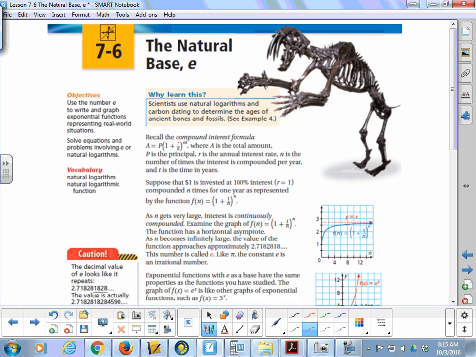So far we've dealt with base 10 and other bases. The last thing is called the natural base, and it's e. And e is kind of like pi. It's called an irrational number. In other words, I can't write it as a terminating decimal or a fraction, right?